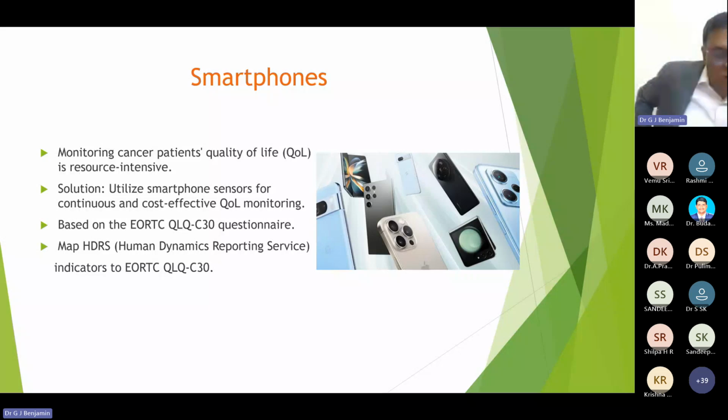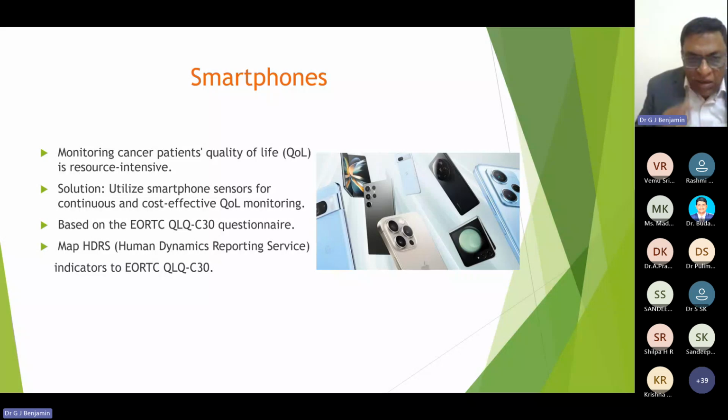This has the questionnaire of EORTC, and they did a study on healthy volunteers and found that with the Human Dynamic Reporting System, you can design a smartphone monitor. In that, they monitored movement, location, phone calls, conversation, and data usage. The sensors used were the accelerometer, microphone, location services, and call details. The indicators include physical activity, social interaction, sleep pattern, insomnia detection, and cognitive engagement.